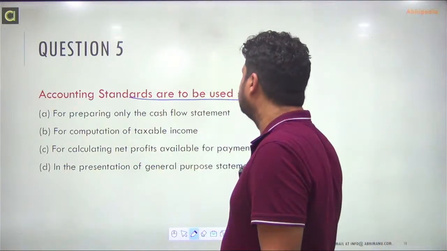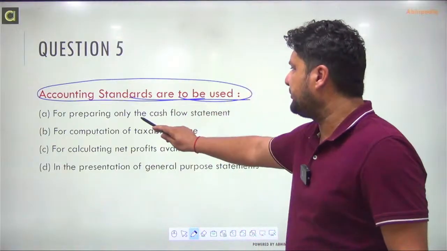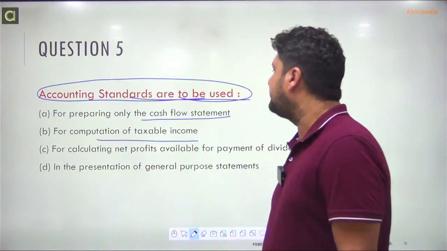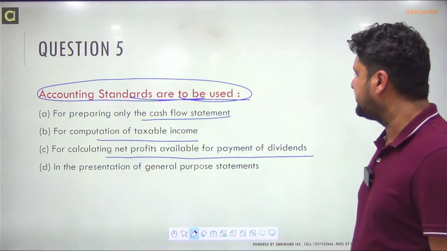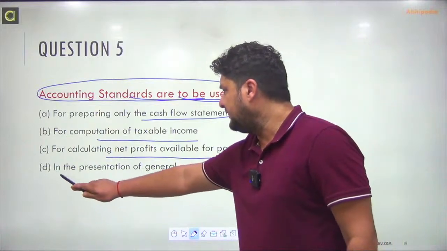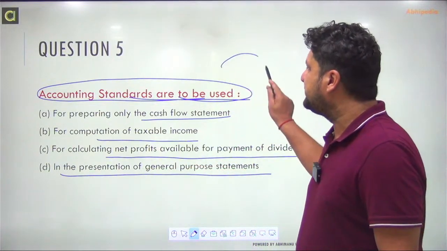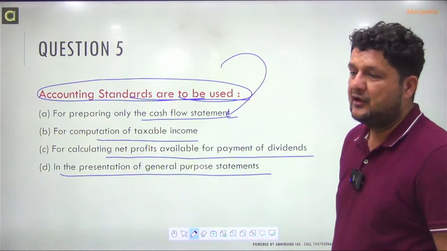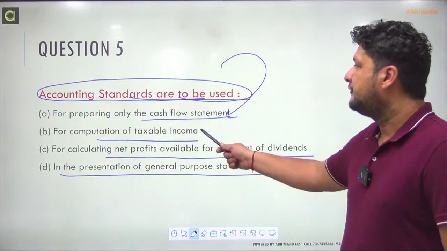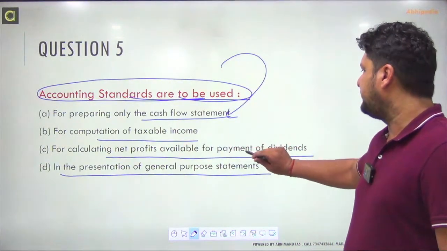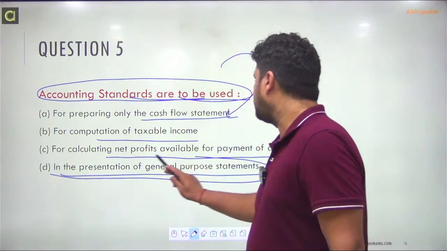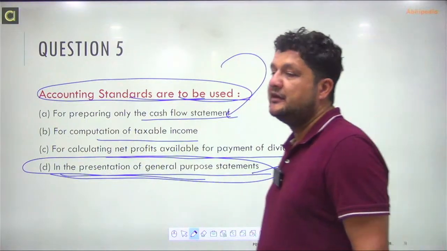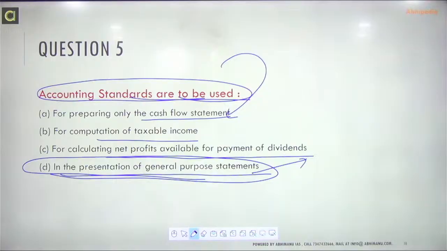You don't require these accounting standards in detail. Accounting standards are used for preparing cash flow statements, for computation of taxable income, for calculating net profit available for payment of dividends, and in the presentation of general purpose statements. For what purpose are these accounting standards used? For preparing cash flow, for computing taxable income, for calculating net profit available for payment of dividend, and in presentation of general purpose statements. All general statements are presented according to the accounting standards only, right? I hope it is clear.